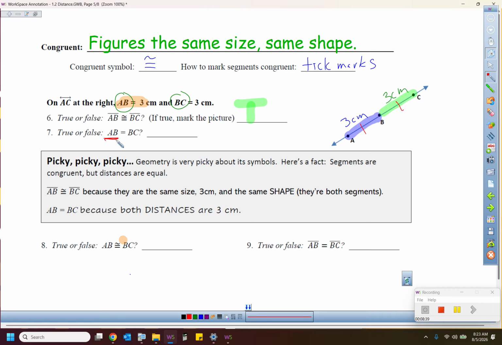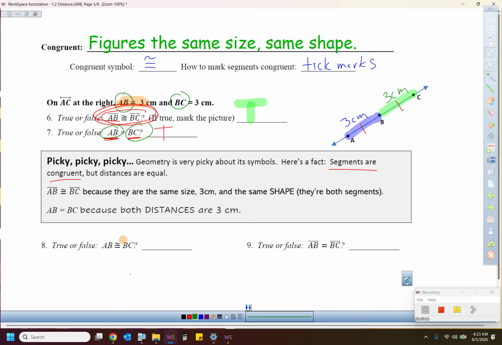True or false? The distance from A to B is equal to the distance from B to C. That's true. It's 3 centimeters, 3 centimeters. I did that on purpose because here's where the symbols get picky, picky, picky. It's just like a fact here. Segments are congruent to each other. Do you see here? They have segment bars above it. And distances are equal. Do you see this was a distance, this was a distance? They use an equal symbol.